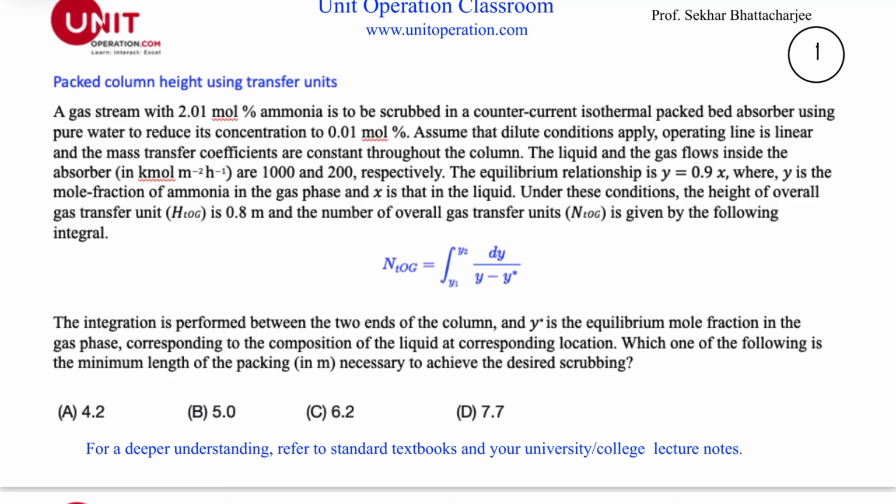Unit Operation Classroom. Today we are discussing determination of packed column height using the concept of transfer units. A gas stream with 2.01 mole percent ammonia, so this should be like air containing ammonia, is to be scrubbed in a countercurrent isothermal packed bed absorber.